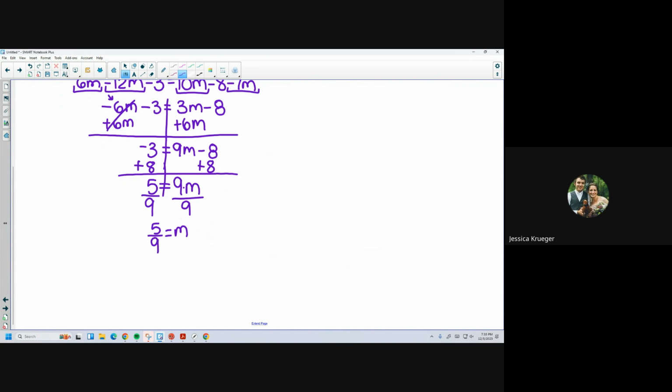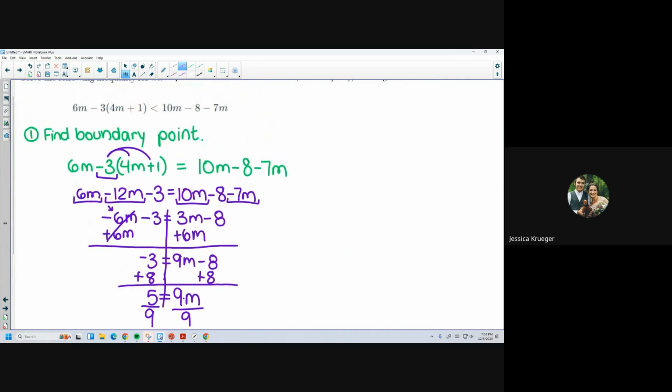So now I know my boundary point. So my second step, I'm just going to write this up top. m equals 5/9. That's my boundary. That's where the two sides are equal. My second step is to set up my number line.